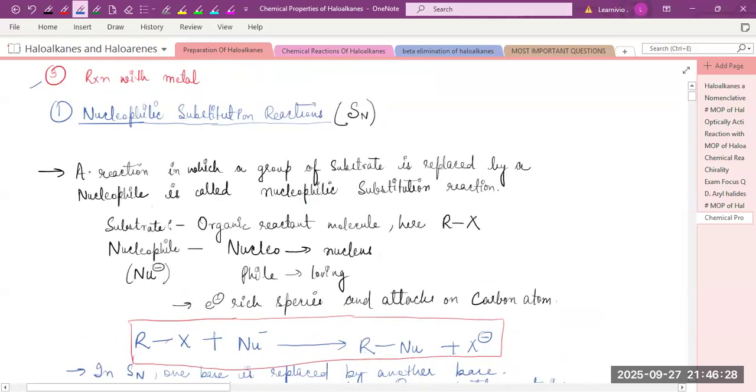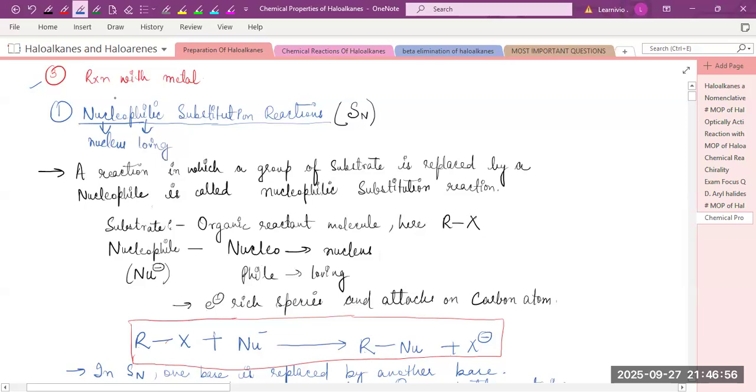Now let's understand the meaning of this word nucleophilic. So what does nucleophilic mean? Nucleo comes from the word nucleus. And you know very well nucleus is positive, right? Because it has a proton. So nucleus is positive. And the phile, what does phile mean? Loving. Philic means loving. So they are nucleus loving.